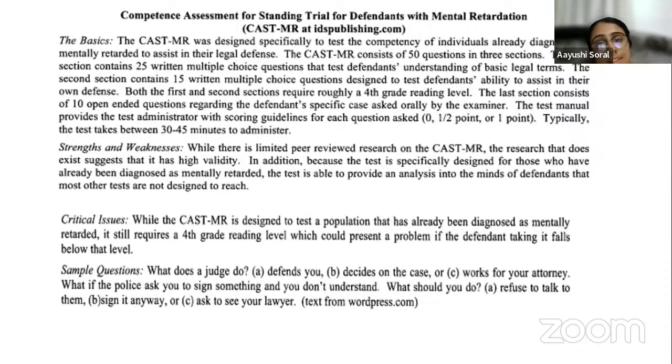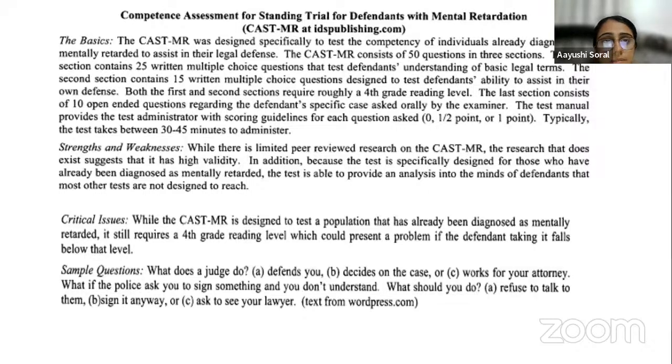Whereas in the second section, try to ask them how much they are able to defend themselves in their defense. Though, the point was rightly mentioned, you are expecting a fourth grade reading ability person to think in this way, and that too of MR. So yes, this is again a thing to ponder upon.